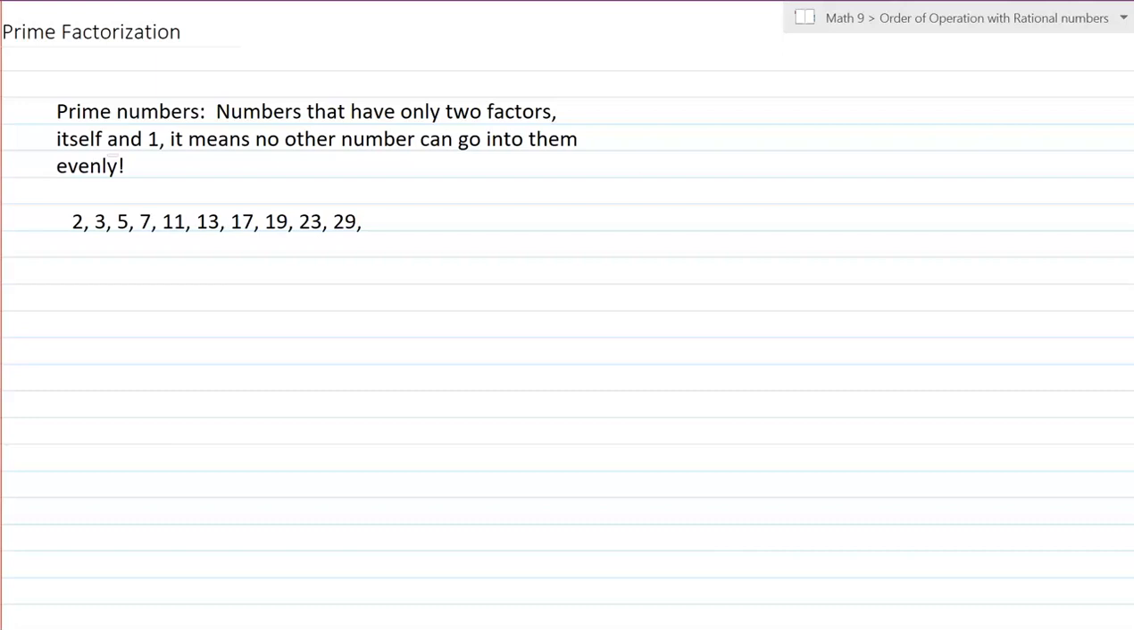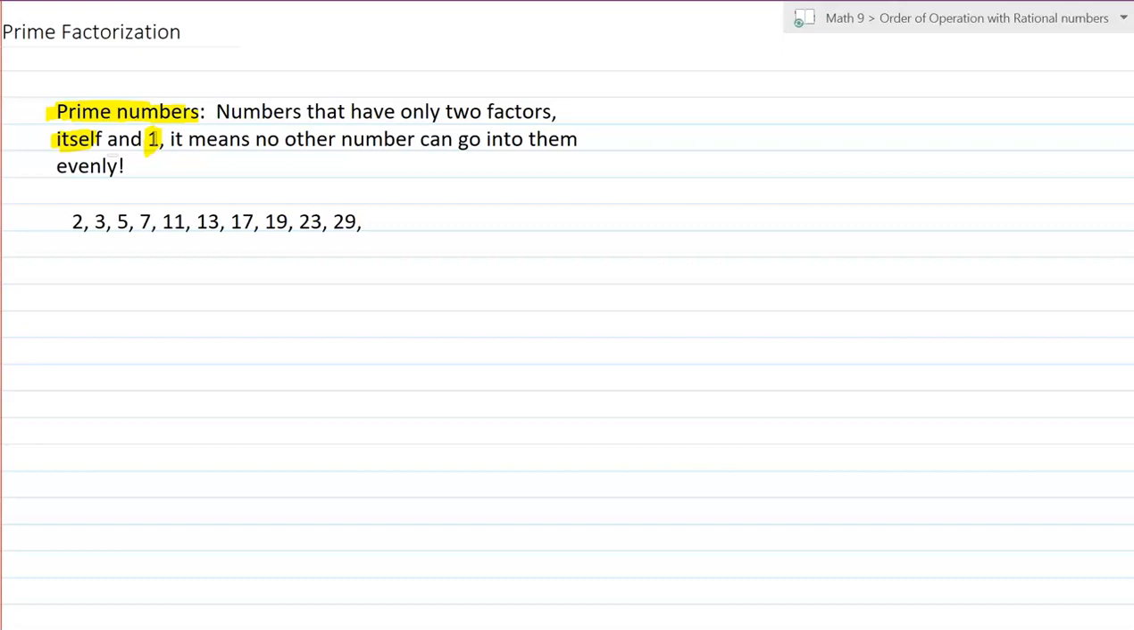All right. In this lesson, we're going to talk about prime factorization. But first, let's look at the definition of a prime number. Prime numbers are numbers that have only two factors: themselves and 1. What does that mean? That means they don't have any other numbers that go into them evenly.